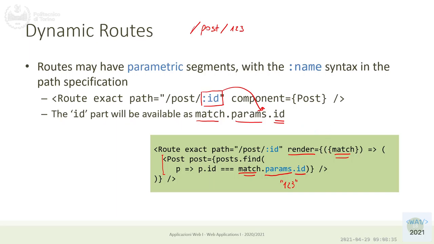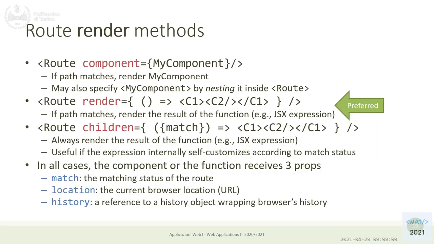There's a strange syntax here, match. You see that we have a couple of braces here, because actually what the render function is giving us is a more complex object that has more attributes, and one of these attributes is match. So we are actually destructuring this object and only extracting the match object. In the documentation, we see the full version of the object. So basically, these are the three ways of using the route component for specifying what to render.